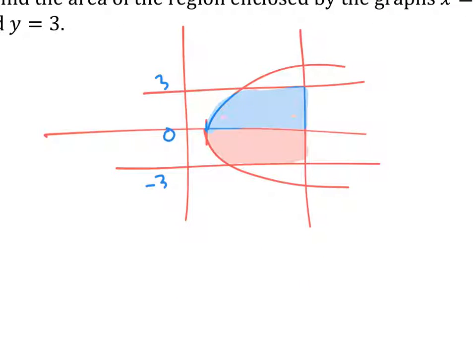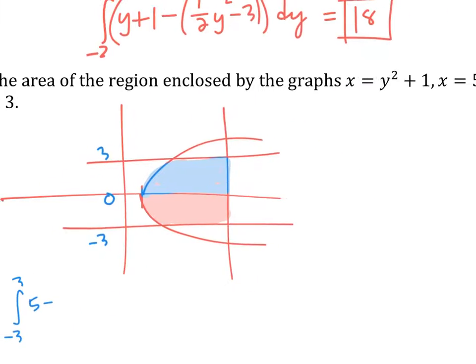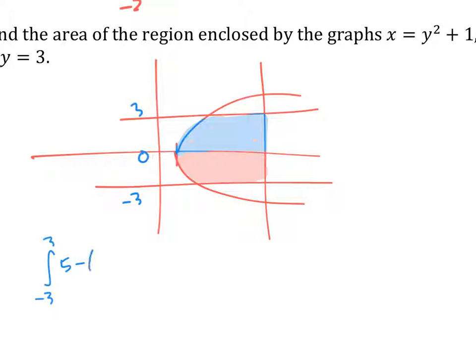Okay, so we are going from the right to the left. So this integral is from negative 3 to 3 of the right curve, which is 5, minus the curve in terms of x. I'm sorry, in terms of y. y squared plus 1, dy. Okay, we're integrating in terms of y, so it's going to be dy.